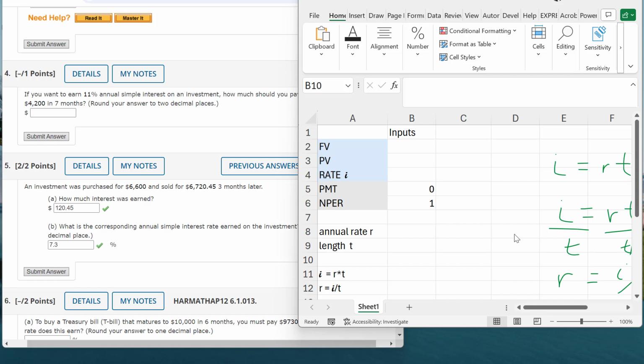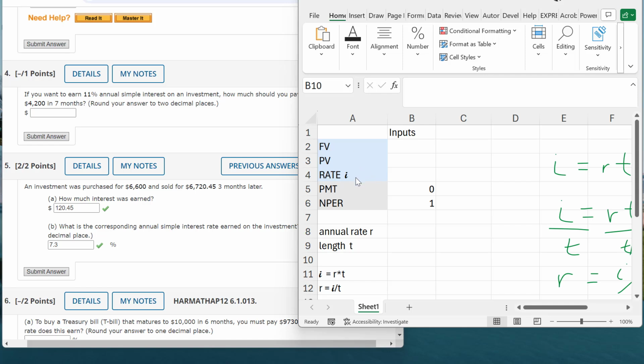Okay, this video is for how to do simple interest problems using Excel. Excel's future value and present value functions were designed to do compound interest, but you can work with them to make them do simple interest. The way you do that is with the payment and the period. Payment will always be 0 for our class, and the period will always be 1 for any simple interest problem. You can't have more than one period or else it's compound.